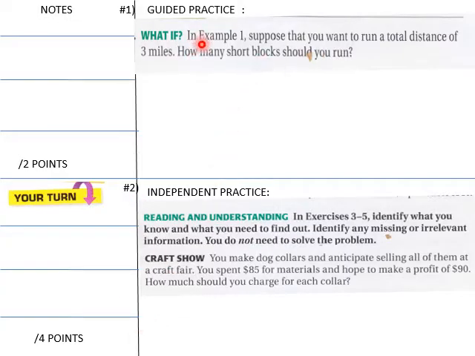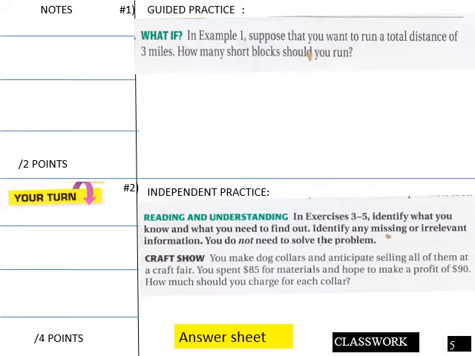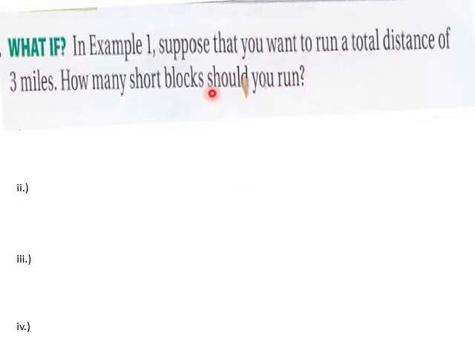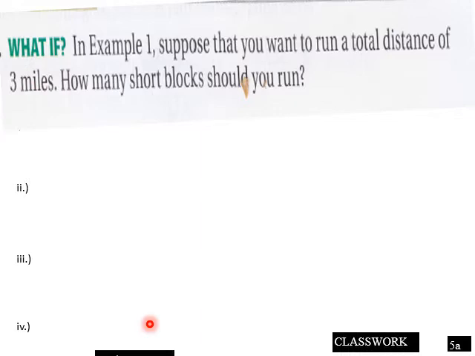So, what if in example 1 you want to run a total distance of 3 miles? How many short blocks should you run? So instead of 2, you want to run 3. And then here, you make dog collars and anticipate selling all of them. This is yours, students, to solve. You've got to practice 3 miles now for that run.